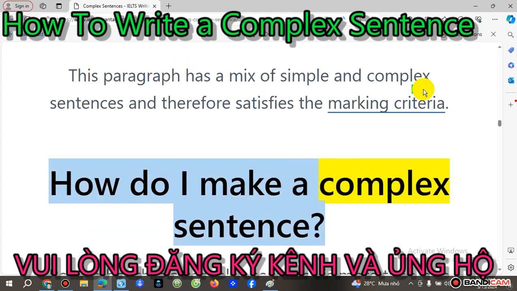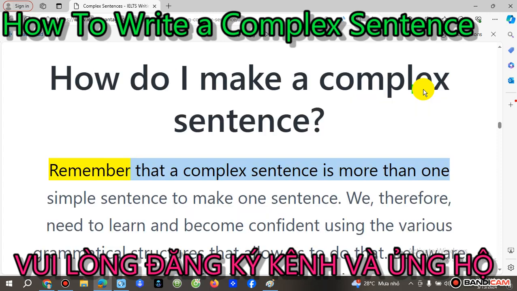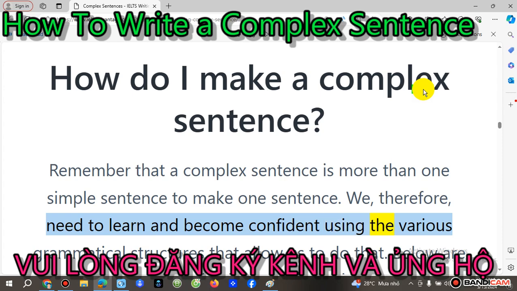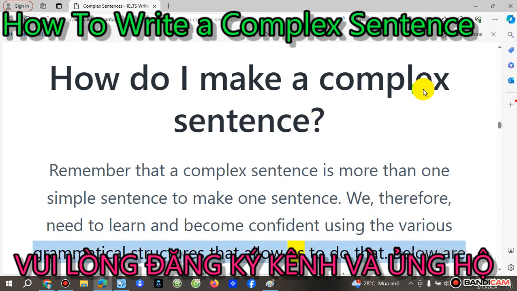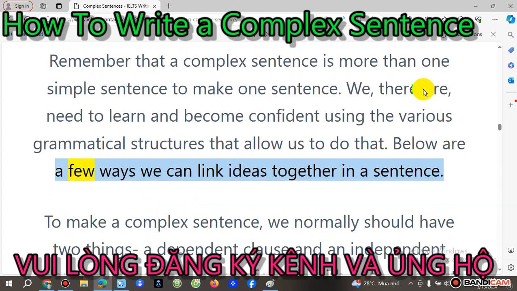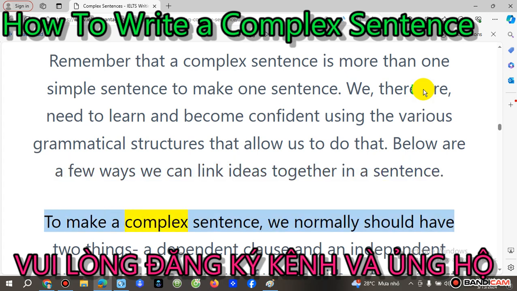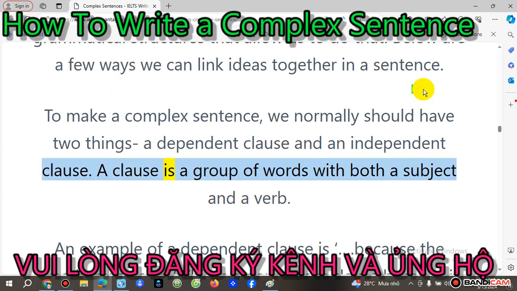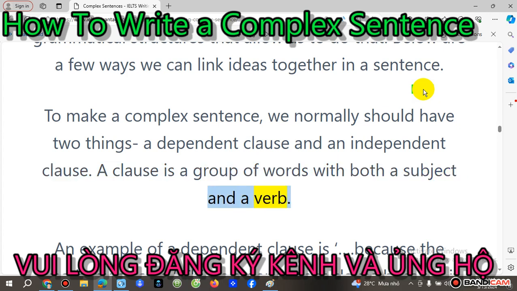How do I make a complex sentence? Remember that a complex sentence is more than one simple sentence put together to make one sentence. We, therefore, need to learn and become confident using the various grammatical structures that allow us to do that. Below are a few ways we can link ideas together in a sentence. To make a complex sentence, we normally should have two things: a dependent clause and an independent clause. A clause is a group of words with both a subject and a verb.